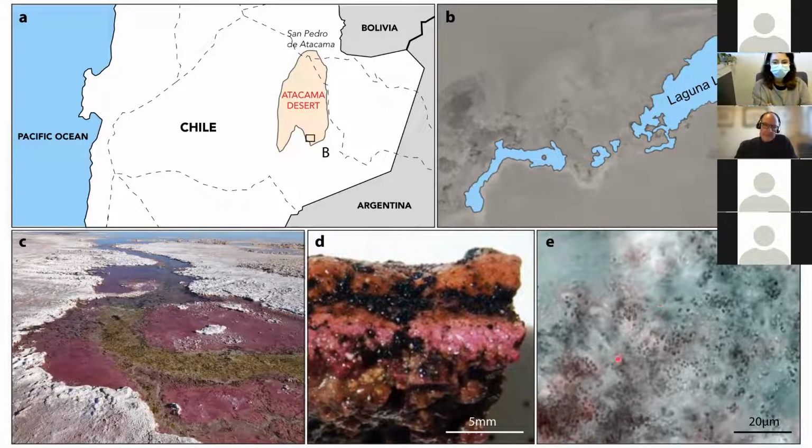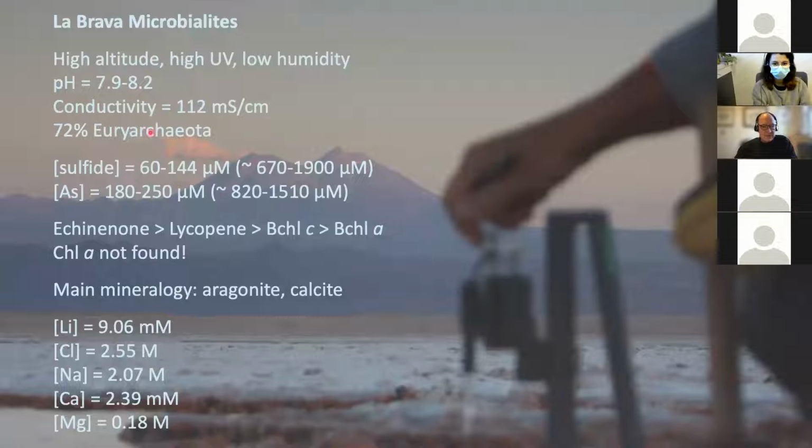It also was found by Ron Oremland to use arsenite and make arsenate in photosynthesis. So it's an arsenotrophic photosynthesizer. La Brava is at high altitude, UV 25 times higher than at sea level, very low humidity, a fraction of a percent. pH is on the alkaline side. And very interestingly, the diversity is almost three-quarters Archaeota, very, very unusual. Sulfide is high, arsenic is very high, and there is no chlorophyll a.